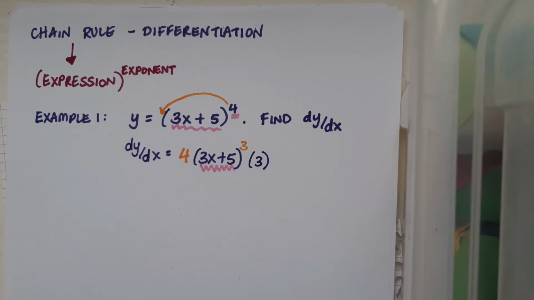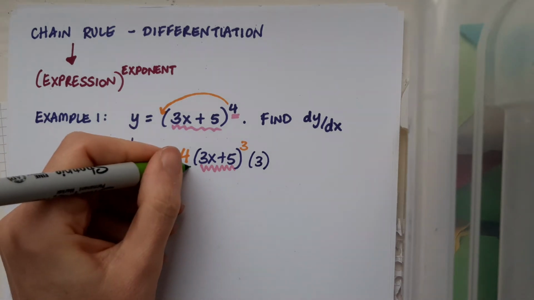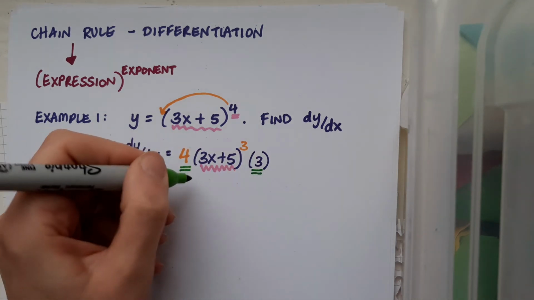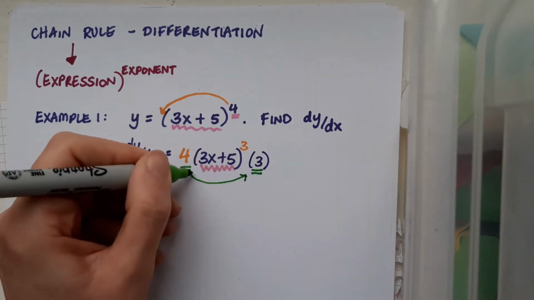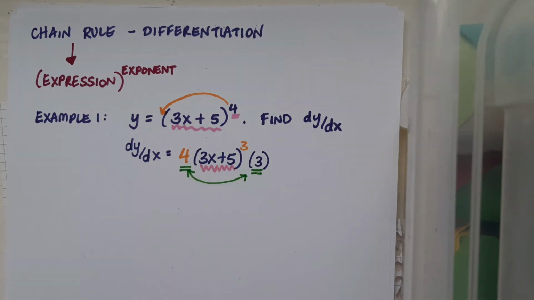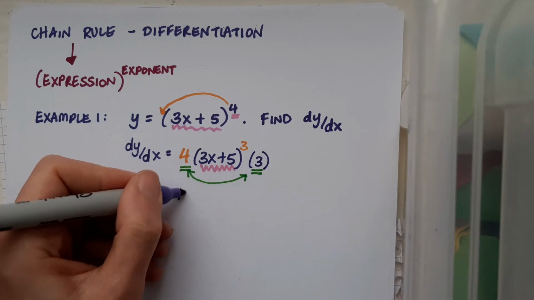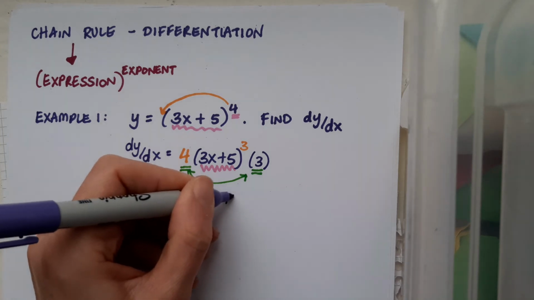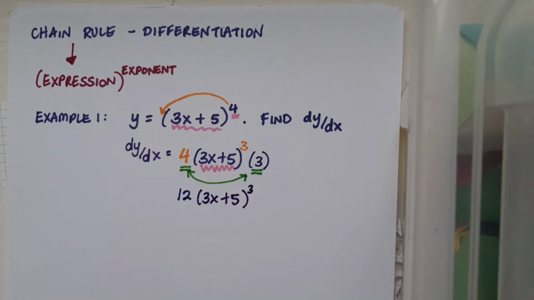If I want to tidy up the result of a chain rule, the best way to go about it is take whatever's out in front, take whatever's out at the end, multiply those together, but in general, we won't expand the bracket to a power. So I'll multiply 4 by 3, I'll get a result of 12, I'll put that in front, and then I'll put (3x plus 5) to the power of 3 next to it. And that's my differentiation completed.